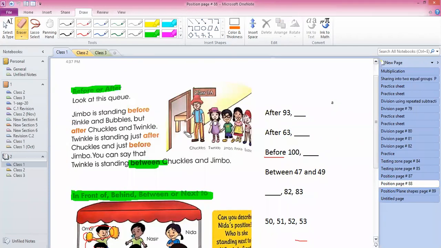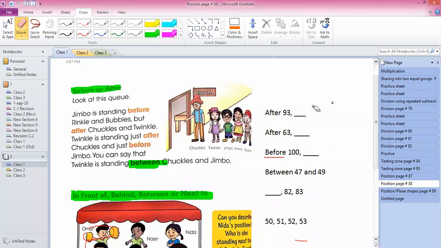Then we also learned the concept of before and after. So we check this queue, that in this queue, Jimbo is before Wrinkle and Bubble, and he's after Chuckles and Twinkle. If you start from the left side, after Chuckles and Twinkle, you'll find Bubble. And before this Jimbo, you will find Wrinkle and Bubble.